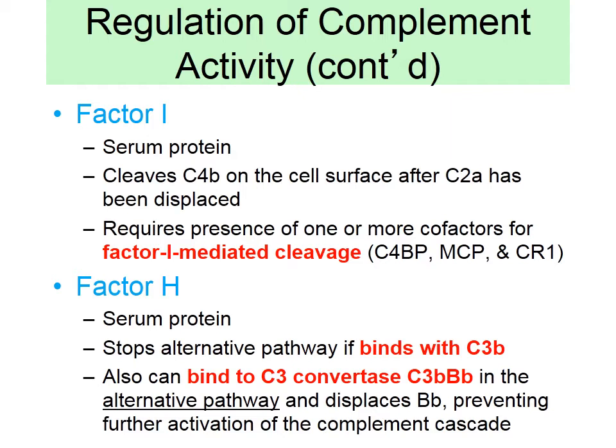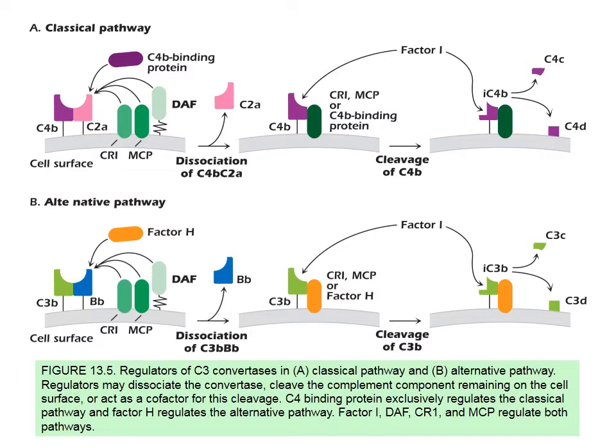Very important concept, and you have to memorize it, that factor H is a serum protein that stops the alternative pathway if it binds with C3b. It can also bind to C3 convertase in the alternative pathway, and it will displace the B portion, and then again it will stop the further activation of the complement cascade, because this goes in a sequence of events from C1 through C9. So if you can block that, you block all the activity for that.